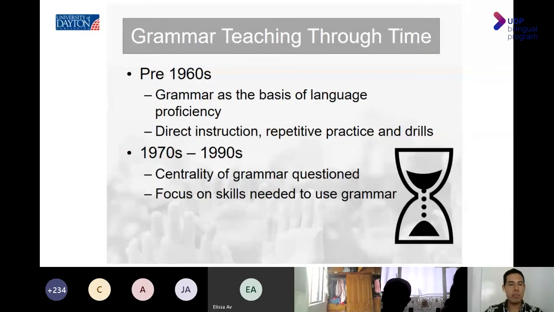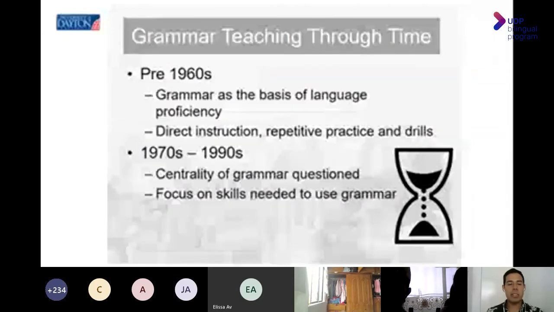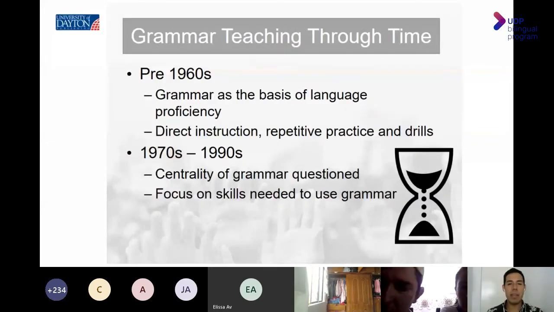Of course, this comes from many years ago, since grammar translation, since the very first methods that were used to teach a foreign language. When we talk about the 1950s and 60s, grammar was always the foundation of language proficiency. They were very careful about grammar rules, about how sentences or utterances were constructed. That was the main focus for language proficiency.